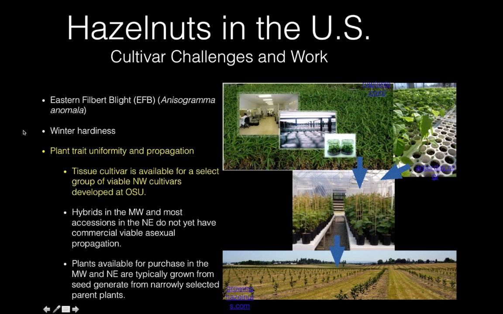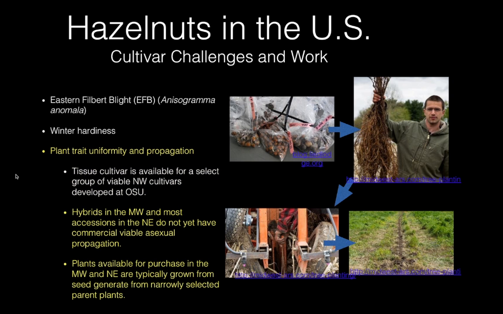The last challenge for hazelnuts is trait uniformity and propagation. In the Northwest, tissue culture methodologies are currently available, and those cultures are provided to nurseries, and plants can easily get established into commercial scale orchards, as you could see in the bottom. However, it doesn't seem as though some of those methodologies are transferring to the new plants being developed for other parts of the country, so namely the Midwest and Northeast.